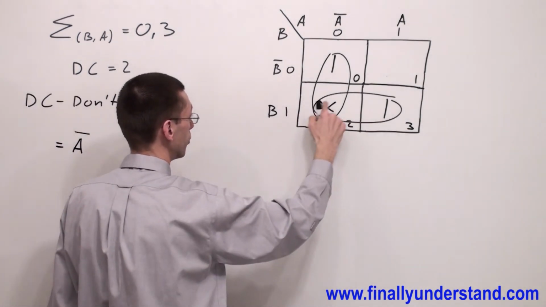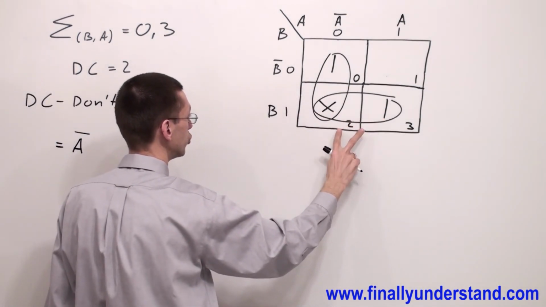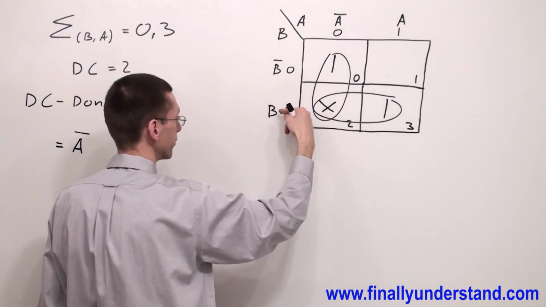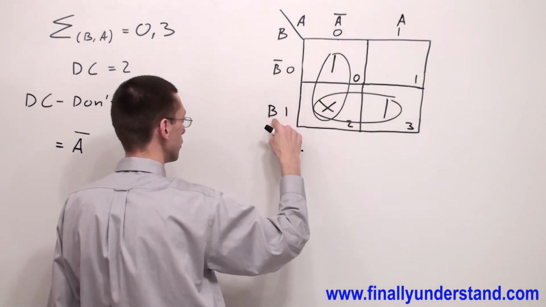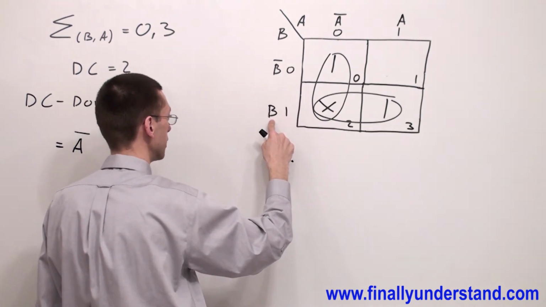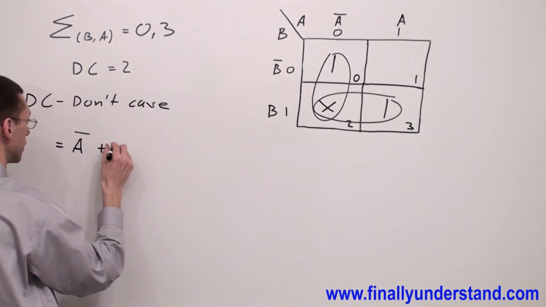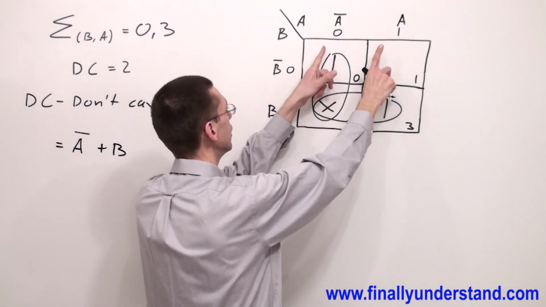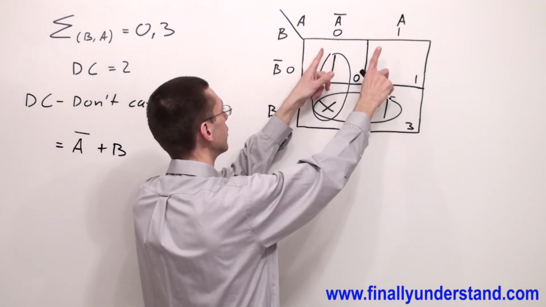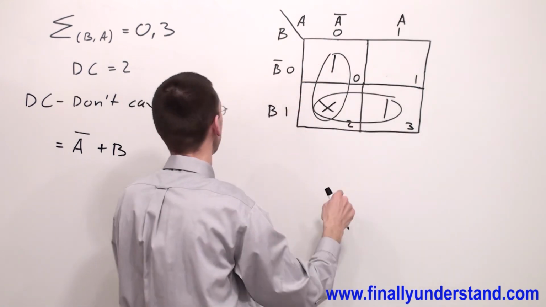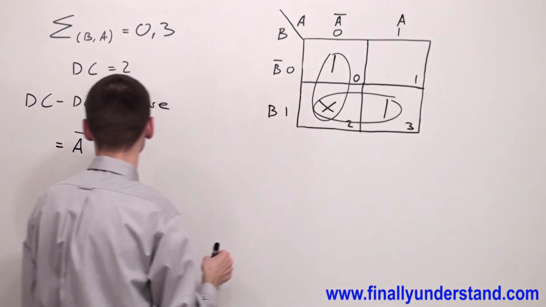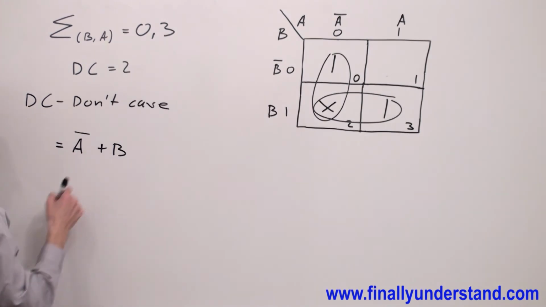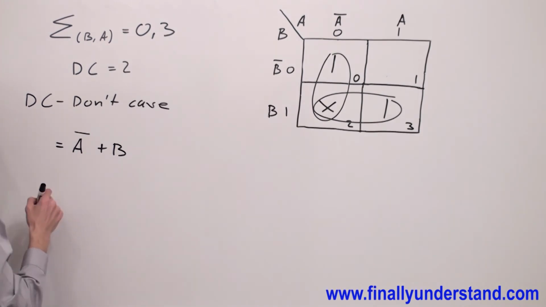Next group is placed in 2 columns and 1 row. On the side of this row, I have B. And at the top of these 2 columns, I have complements. I ignore complements. That's why this is the reduced Boolean expression for my problem.